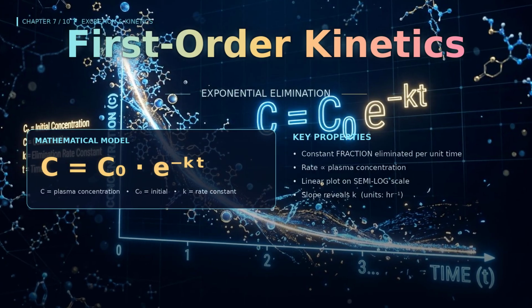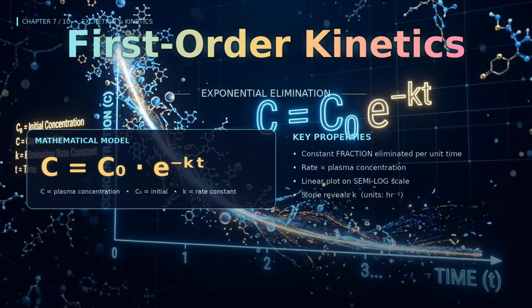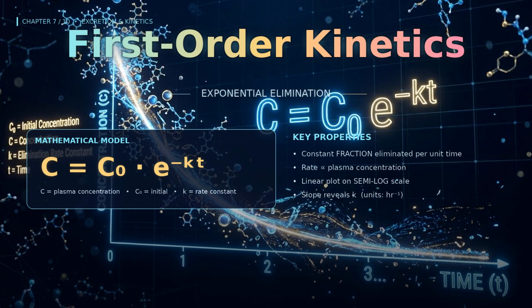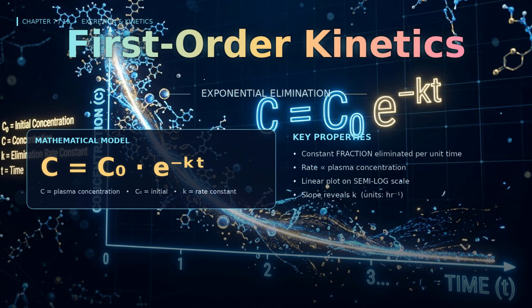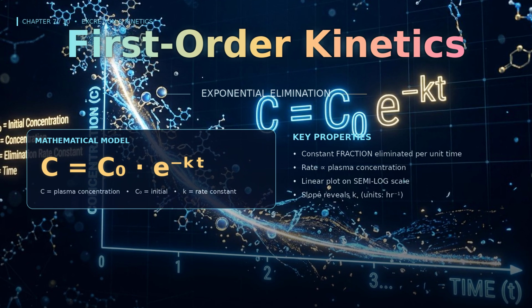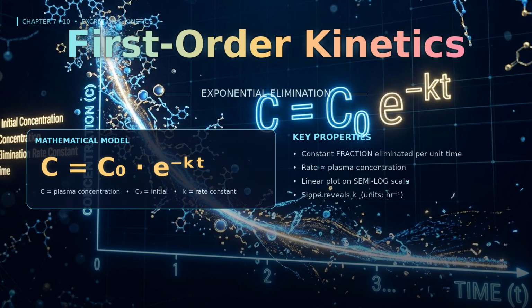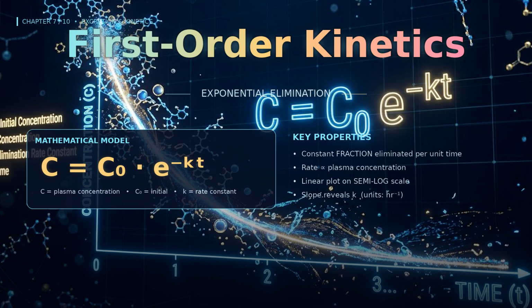Now to elimination kinetics. Most drugs follow first-order kinetics, also called exponential kinetics. The rate of elimination is proportional to plasma drug concentration, meaning a constant fraction is eliminated per unit time. The equation is C equals C naught e to the minus Kt. Plotting concentration against time gives an exponential decay curve, but when we plot log concentration against time, we get a straight line. The slope reveals the elimination rate constant K.